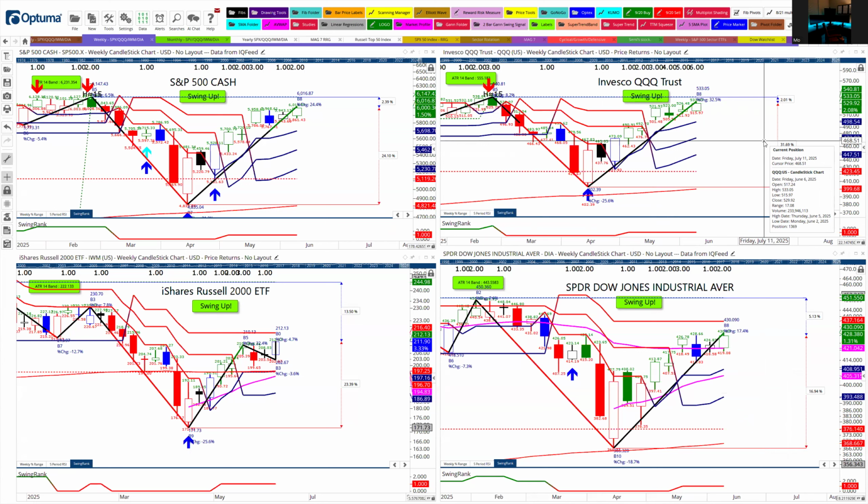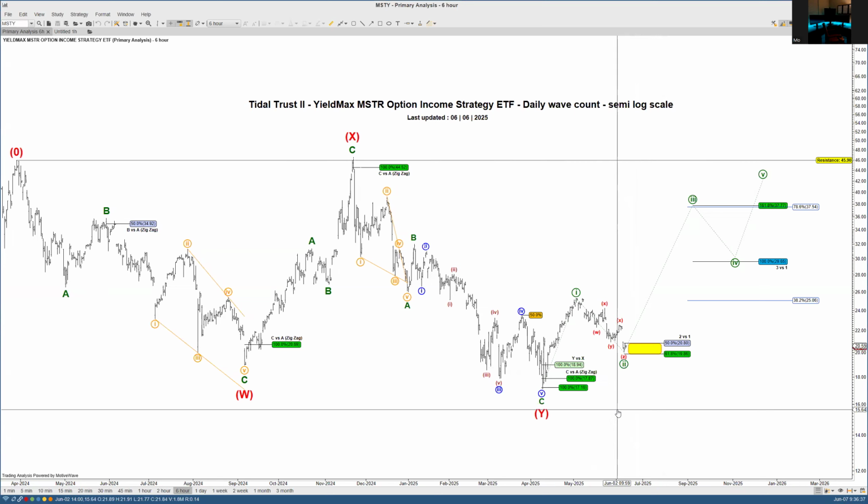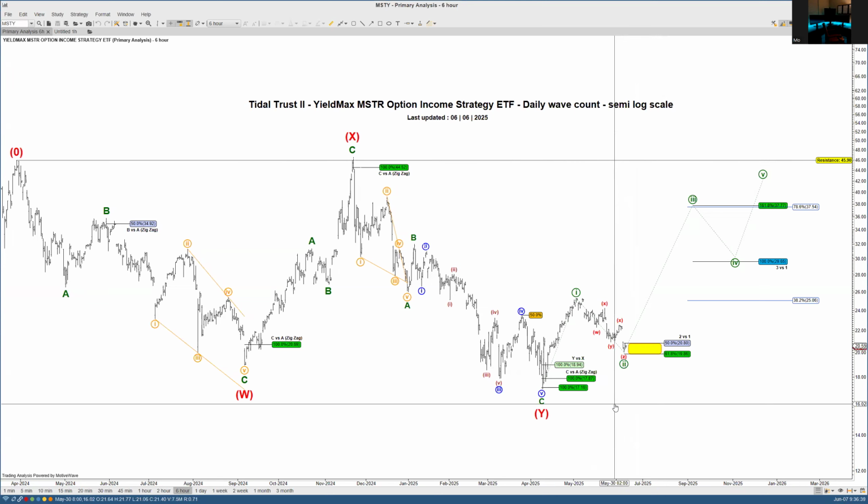Looking at this again, we own MSTR. Okay. I've been bullish on that stock for a long time.